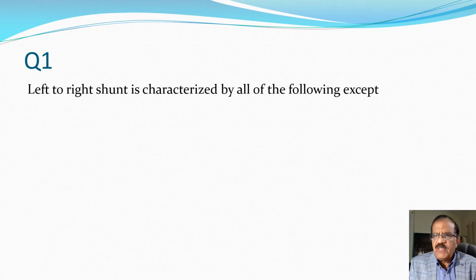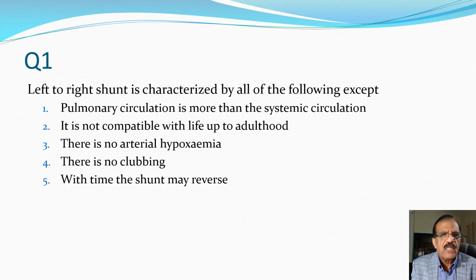I will just read it out. Left to right shunt is characterized by all of the following except. That means you just have to pick up one, which is not right. Pulmonary circulation is more than the systemic circulation. It is not compatible with life up to adulthood. There is no arterial hypoxemia. There is no clubbing, and with time the shunt may reverse. Let's wait for a few seconds and let's see who can come up with the correct answer.